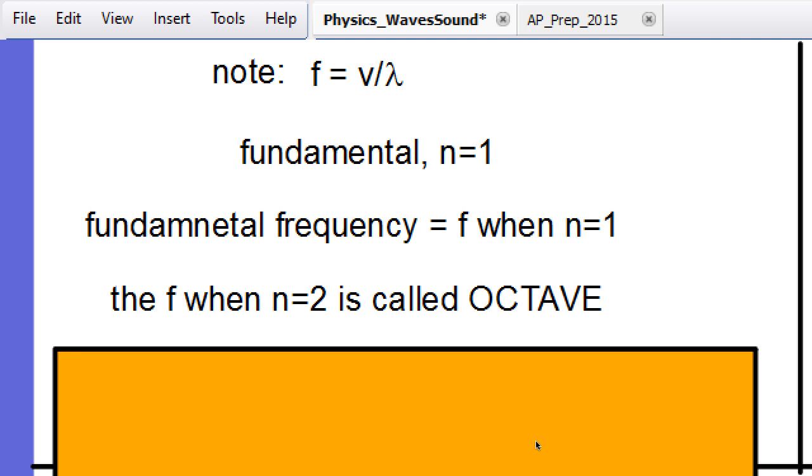Well, when n equals 2, the frequency you get gives what's called the octave, for those of you that know music. For those of you that do not, don't worry about it yet. I'll explain that next video.